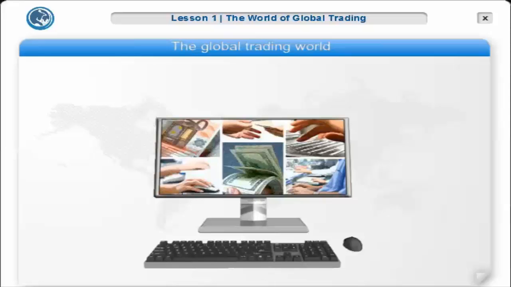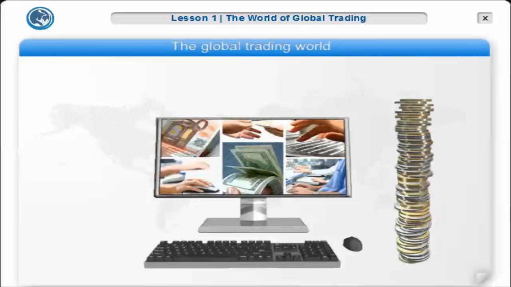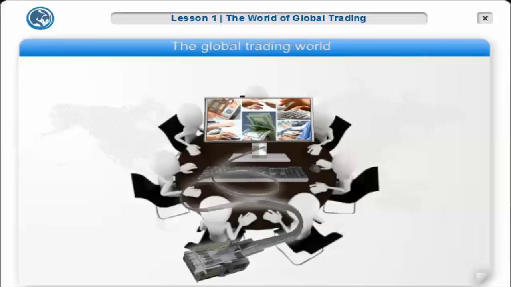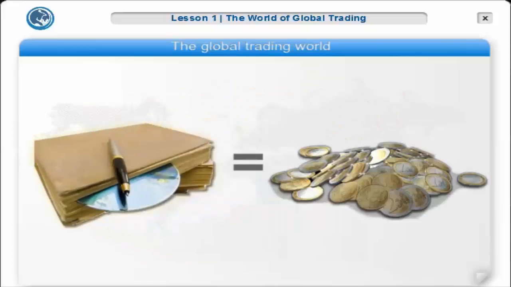The world of global trading is an investment option for traders who are interested in investing their money in order to earn additional capital. In recent years, this market has become accessible to anyone with an interest in it. In order to take part in trading, all you need is an internet connection. However, in order to profit from it, you need knowledge. Knowledge is money.